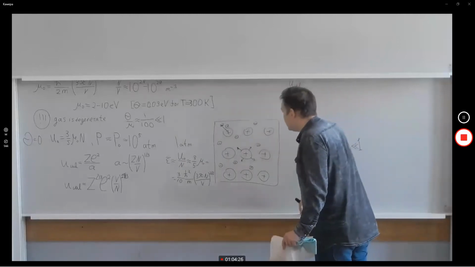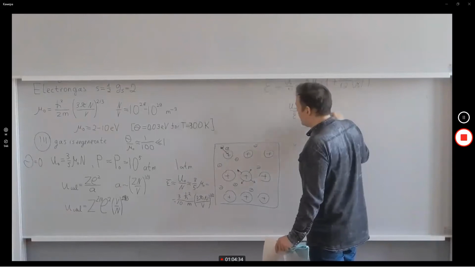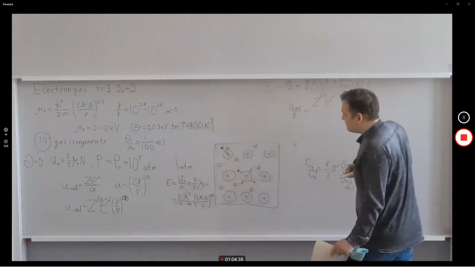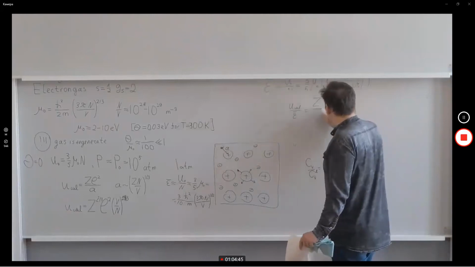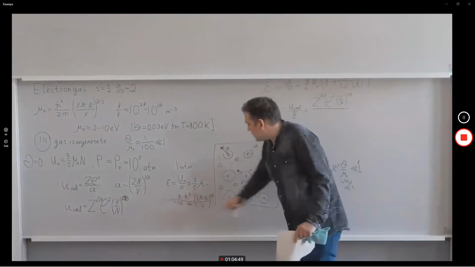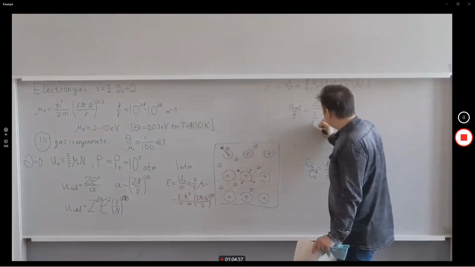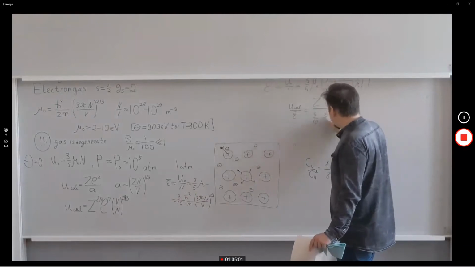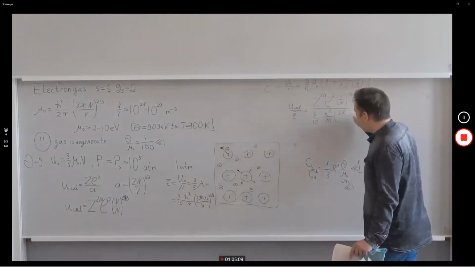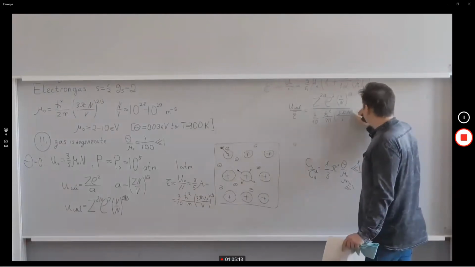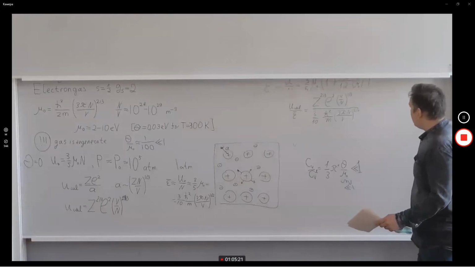And we can divide these two guys. Z to the power 2/3 E squared, V divided by N to the power 1/3, divided by 3/10 H bar squared divided by M, divided by 3 pi N divided by V to the power 2/3. Okay.